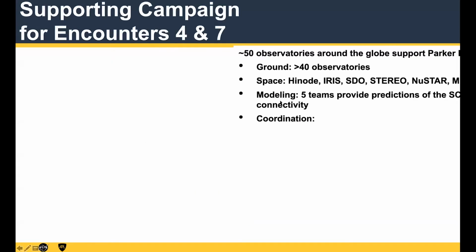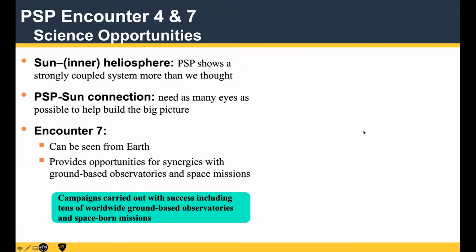There was a movie here. The movies are not playing for some reason. Anyway, the movies are disappearing for some reason.